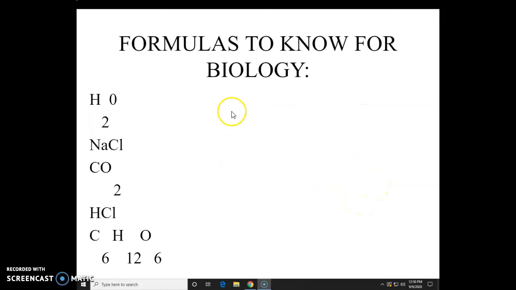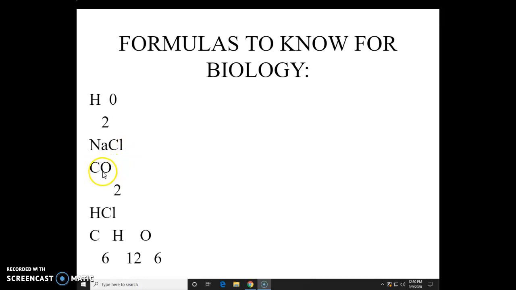So here are some formulas I want you to write down that you'll be responsible for. You don't have to memorize them, but you should be able to recognize them. They're hard to type in here, so I'll help you. This one's H2O, that's water. The 2 is a subscript, which means 2 H's for every 1 O, oxygen. So that one's water. The next one, NaCl, that's sodium chloride, which is table salt.